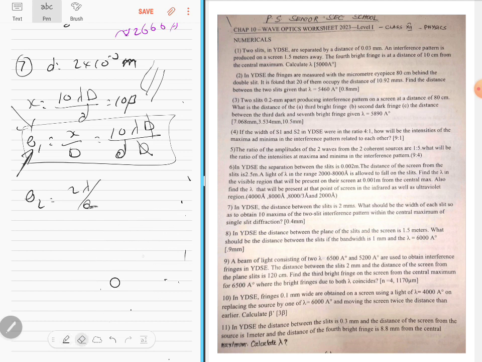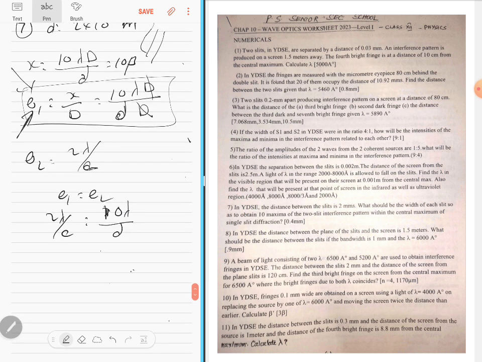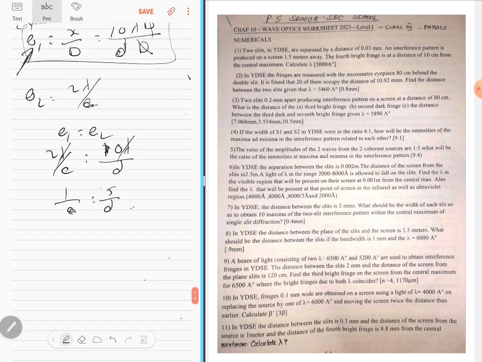Now you must be clear. Theta 1 is obviously the entire position, which is 10 into lambda into capital D by small d, about the central maxima, which is also equal to x by d. Theta 2 is the width of the central maxima, which is 2 into lambda by a. Since theta 1 is equal to theta 2, 2 lambda by a is equal to 10 into lambda by small d. Lambda and lambda get cancelled, so you get 1 by a is equal to 5 by d. Therefore d by a is equal to 5, d is equal to 5a.